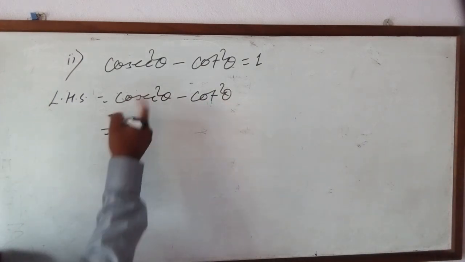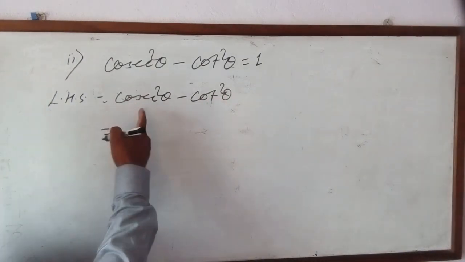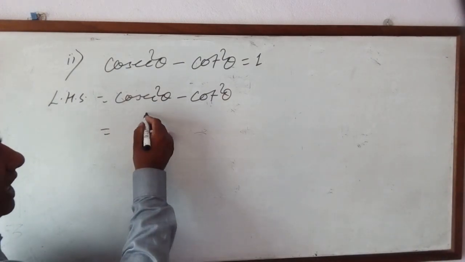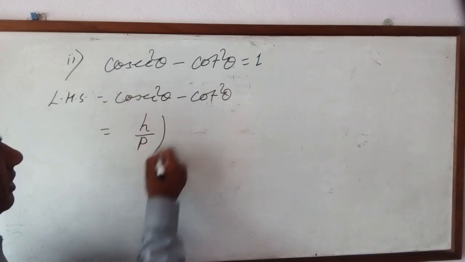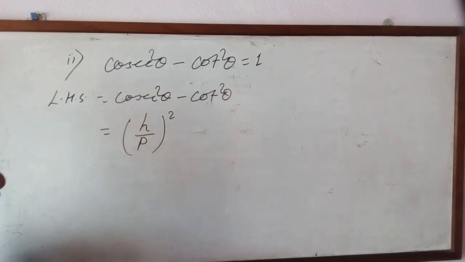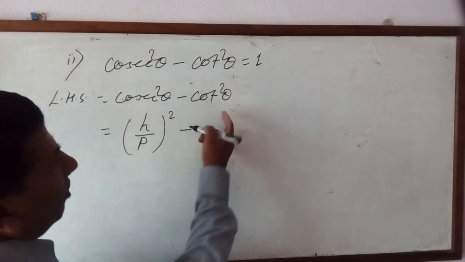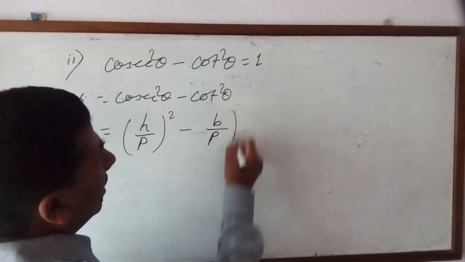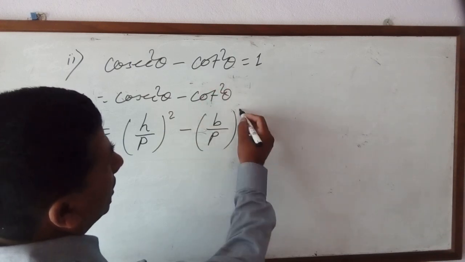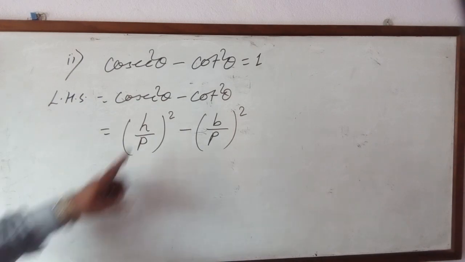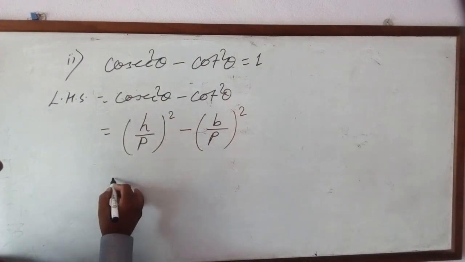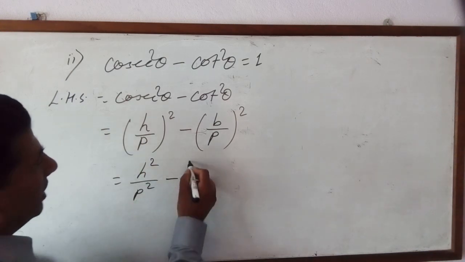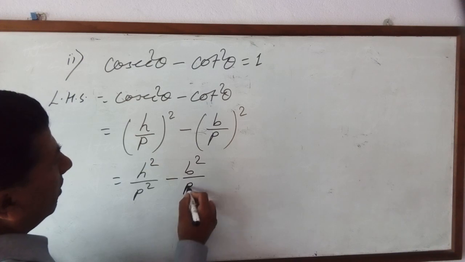Cosec square theta, ratio of cosec theta. What is the ratio of cosec theta? Ratio of cosec theta is h by p. There is whole square, that's why I write whole square like this. And the trigonometric ratio of cot theta is b by p, and there is also a whole square. Now remove the bracket, it will be h square by p square minus b square by p square.